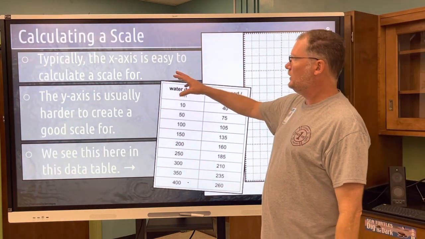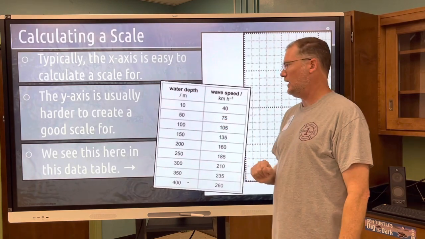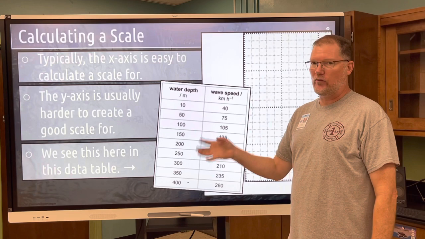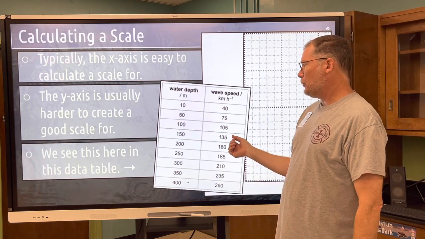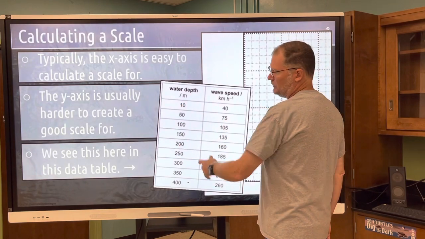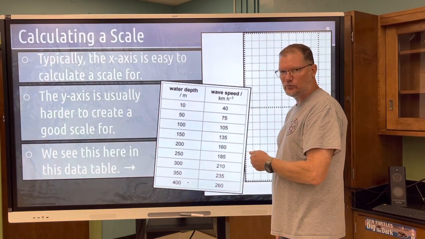Okay, so typically the x-axis is easier to calculate for scale. The y-axis is usually the one that is more of a challenge. And we see this in the data table here. So the x-axis, 10, 50, 100, that's easy. I can just make that scale spread out along the bottom.